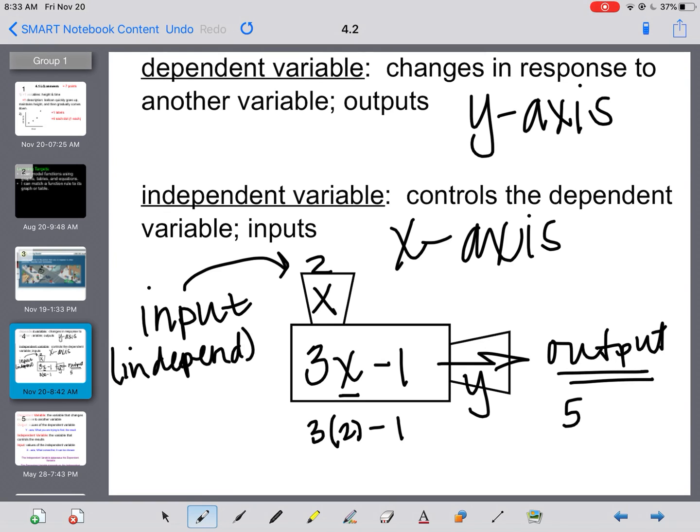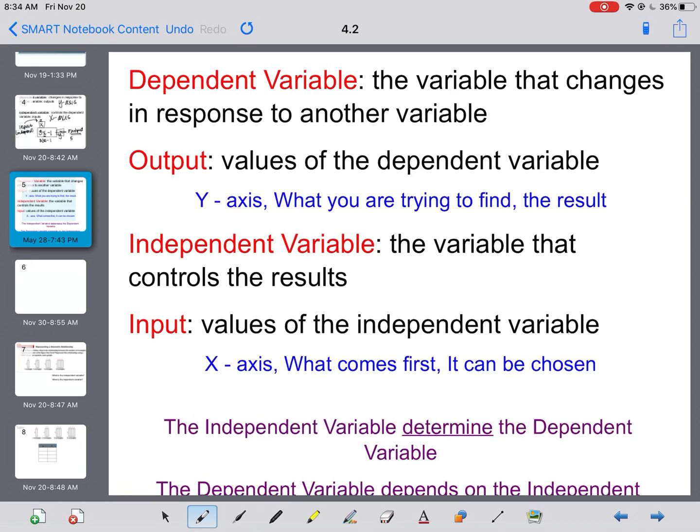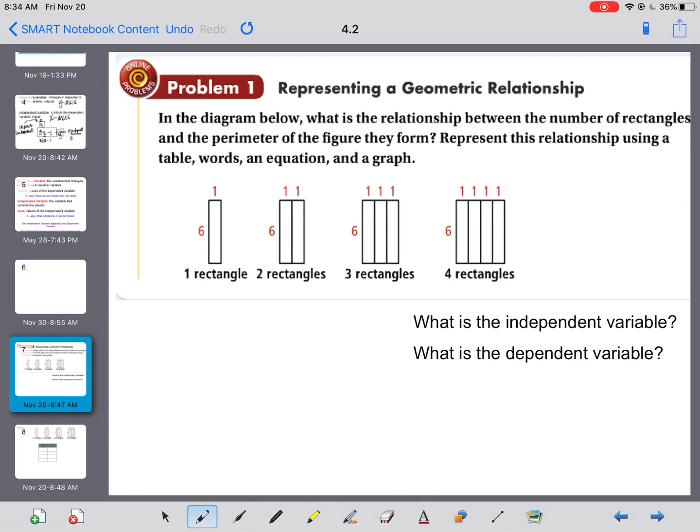Okay, we get to choose this input. That's independent. The output depends on what I put in there for x. So the x is what we get to choose. The y depends on what x is. Independent and dependent. All right, this is just a little bit deeper definitions. If you want to write these down, or if these make more sense to you, you can pause it here and write these down. But we've got input and output as your dependent and independent, and that the dependent depends on the independent.